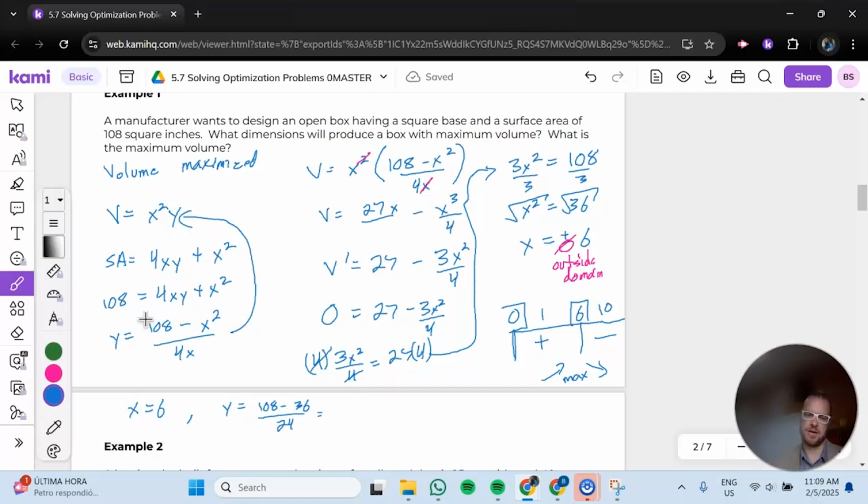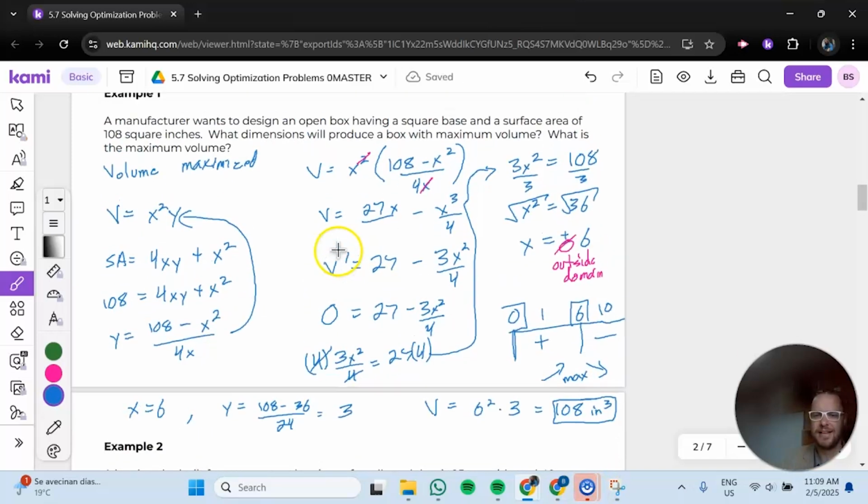You know what? I'm just going to put it in my calculator. Last time I did it all in my head, I made a mistake. So let's put it in the calculator this time. And I get 3. So y is going to be 3. And so then I can just work that out. So my maximum volume is going to be 6 squared times 3, which is actually right back to where we were there at 108. So it's going to be 108 inches cubed. That would be my final answer there.